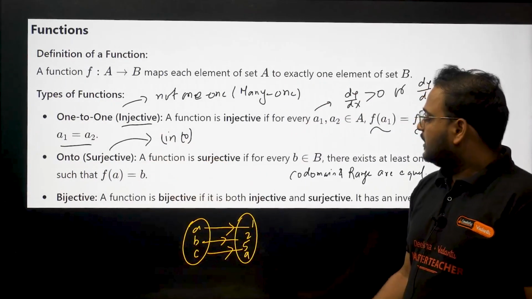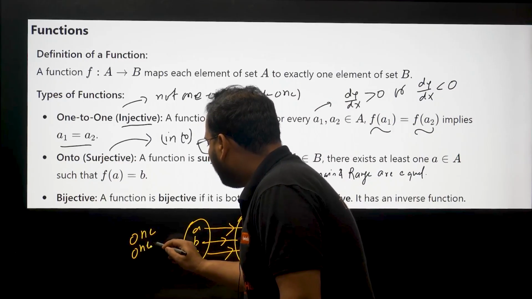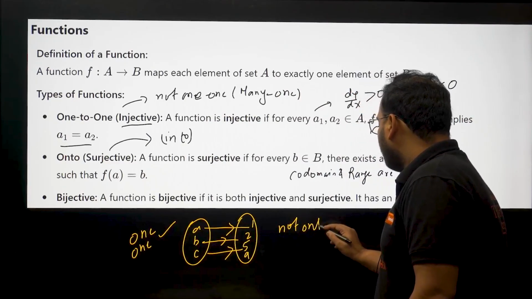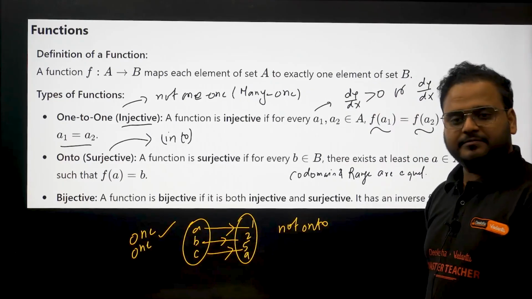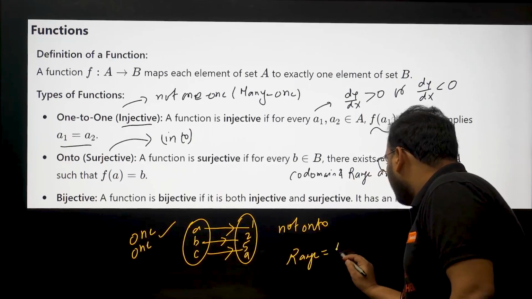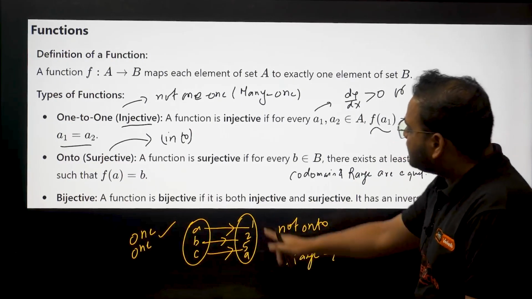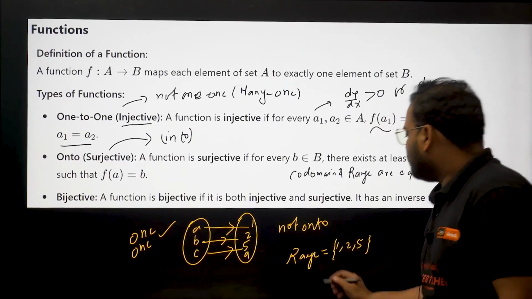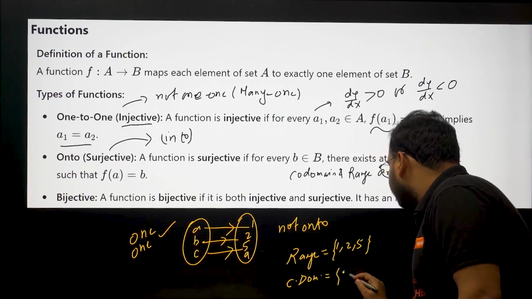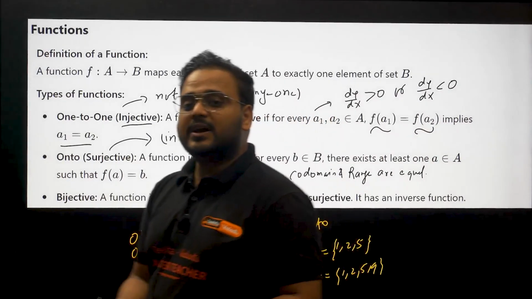Now what about onto? Can this be an onto function? Check here, this is one-one, that's true. What about onto? Not onto, sir. Why not onto? Because check here, the range is 1, 2, 5. This is my range. What about codomain? Your codomain is 1, 2, 5, 9. Are they equal? They are not equal. That's why it is not onto.